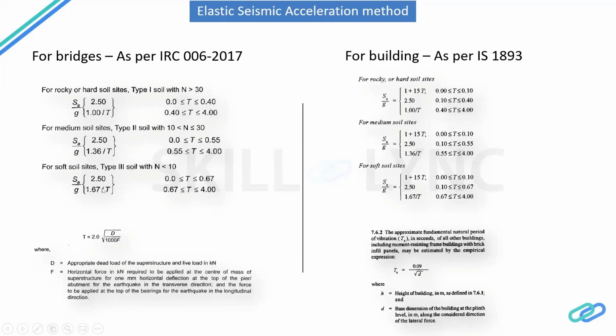But this value mainly depends on the time period T. For bridges it can be found from this formula, and for buildings it can be found from this formula. So it predicts the Sa by g value based on the time period of the structure from 0 to 4 seconds, and similarly for buildings also. Once we find the time period of the structure, we can find this value.